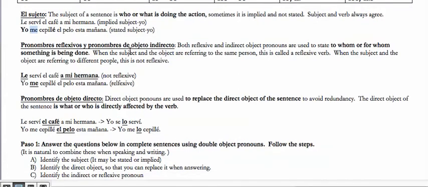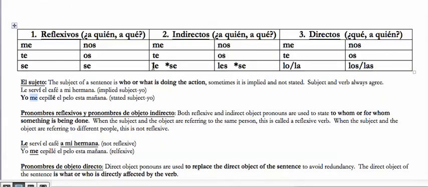Pronombres reflexivos y de objeto indirecto. Both reflexive and indirect object pronouns are used to state to whom or for whom something is being done. You can either do something for someone else or you can do something for yourself. And it's really not that different if you look up here, right? We have le and les and se, but all of the other pronouns are the same.